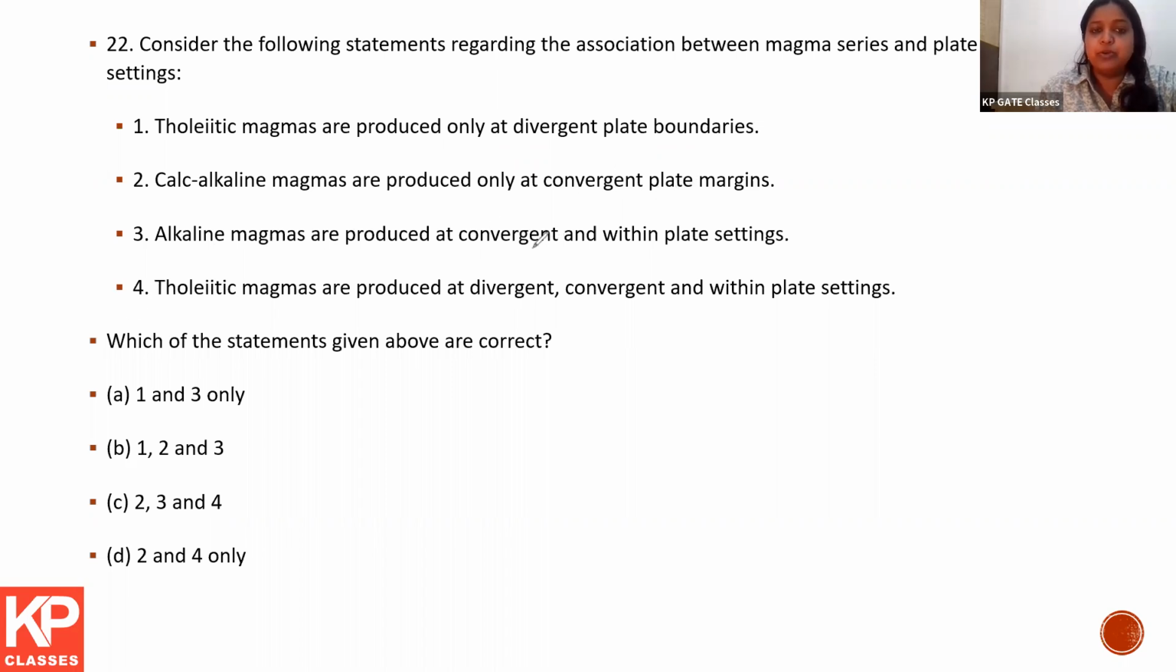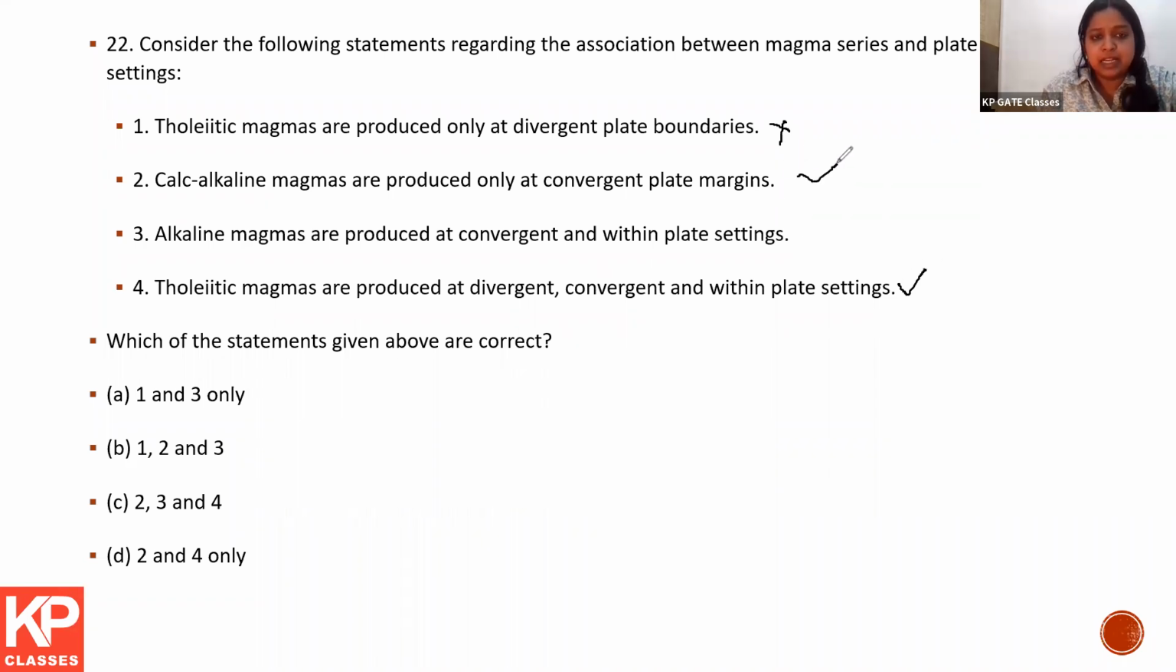Alkaline magmas are produced at convergent and within plate settings. Tholeiitic magmas are produced at divergent, convergent, and within plate settings. Which one of the following is correct? So we know this is wrong about the tholeiitic magma. Option 4 is correct. It is produced at divergent, convergent, and within the plate setting.